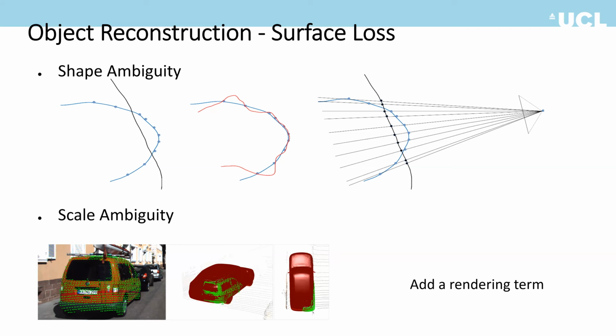To solve these two problems, the solution is very simple. We can just add a rendering term. Just as in NeRF, we render the depths. In the top row, for the first problem, when you have depths, the supervision will be more direct than just saying that this point should have zero SDF. And for the second problem, when we do the rendering, we can leverage the silhouette to penalize the object from growing too big.